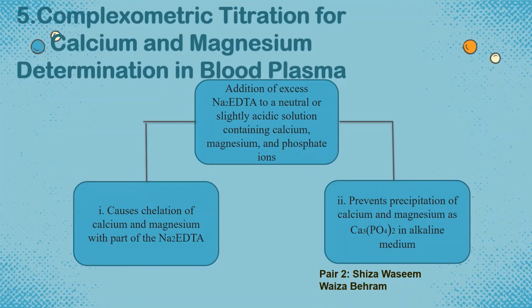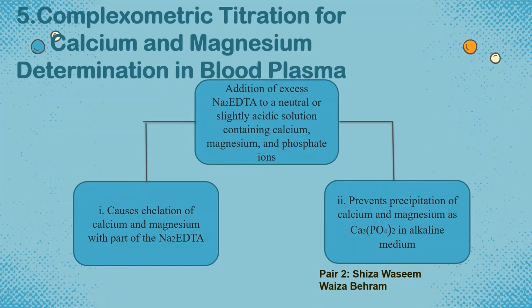Assalamu alaikum, this is Raza Wasim, and I'll carry forward the discussion of calcium and magnesium determination in a few more products. First of all, the first product is blood plasma. We are doing this with complexometric titration, obviously. There are certain steps to be followed.